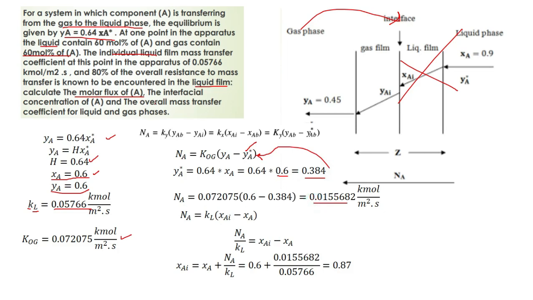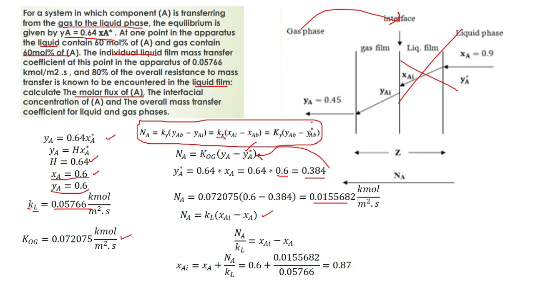And in order to find the interfacial concentration, you will use this formula: Na is equal to kL into Xi minus Xa. So try to remember this formula. Everything will be cleared with this. I have used Na is equal to kL. So kL is this.